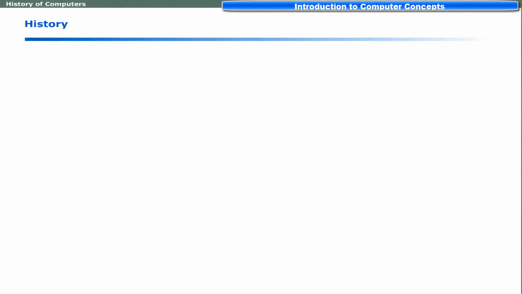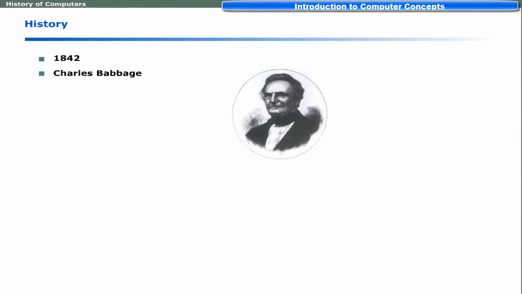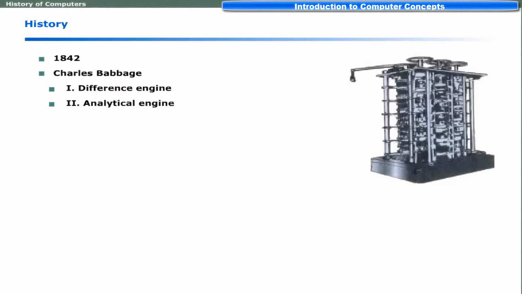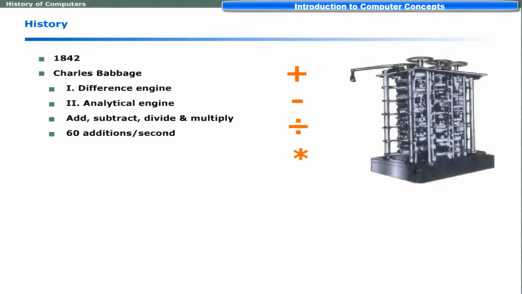Efforts were made by different scientists across the world, and in 1842 Charles Babbage introduced the difference engine and then an analytical engine. It was a general-purpose computer that could add, subtract, divide, and multiply in automatic sequence. Its average speed was 60 additions per second.